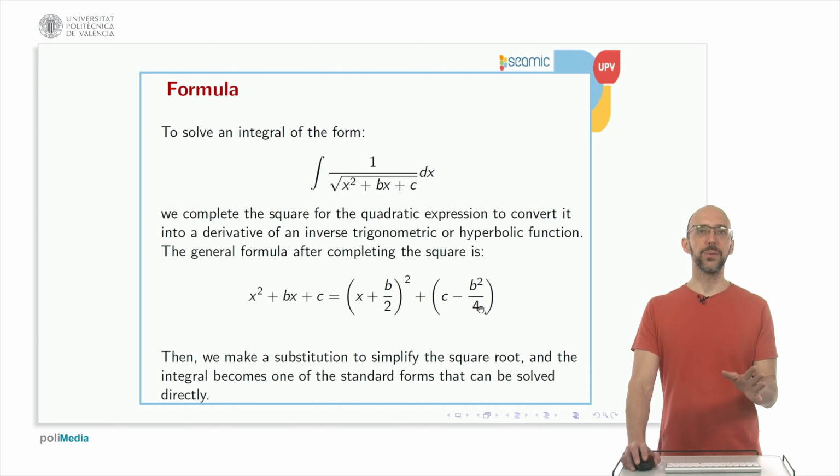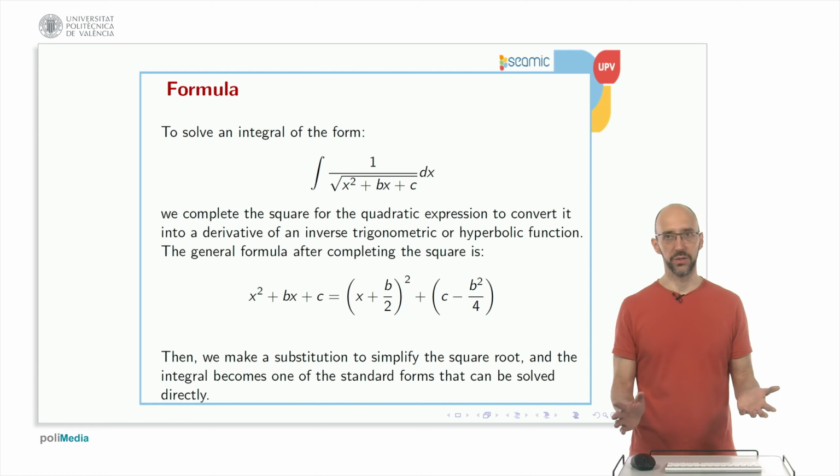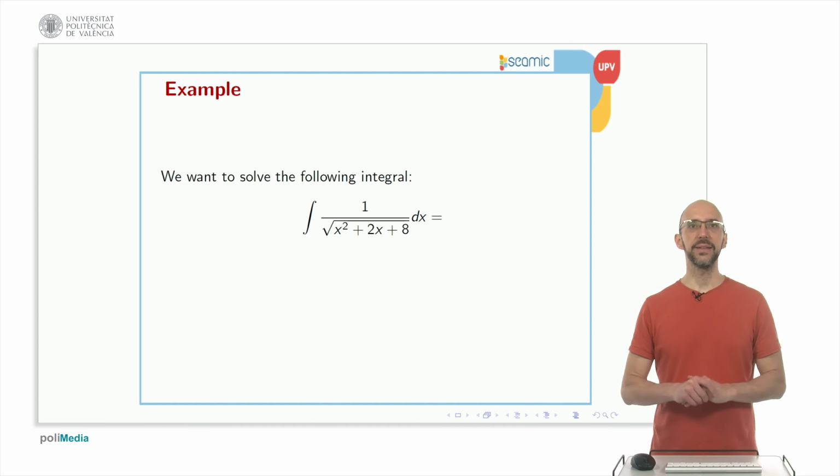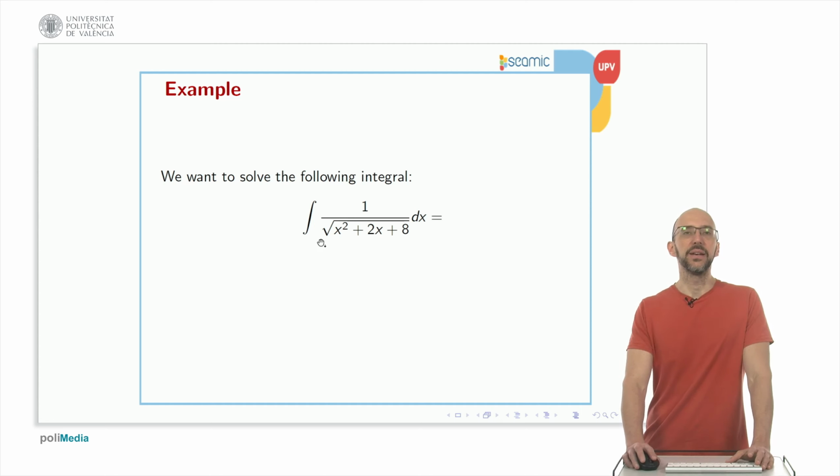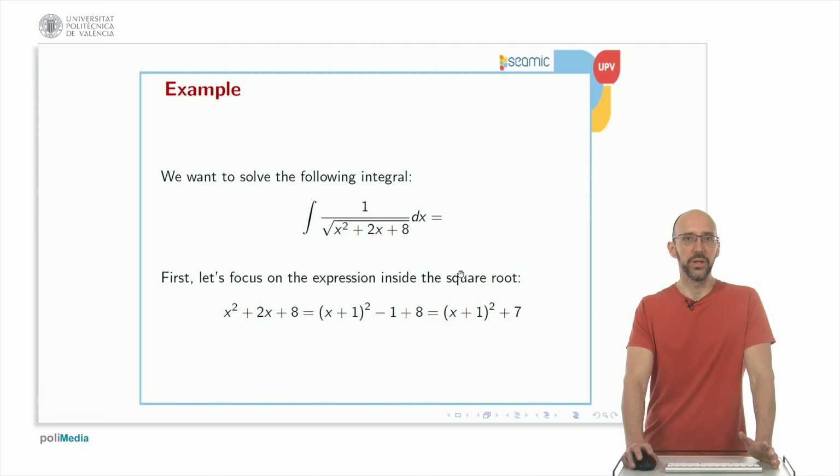Then, with this new expression, the integral can be easily solved using a change of variables, of course. Let's see. This is the example: x squared plus 2x plus 8 in a square root in the denominator. The first thing is we are going to complete the squares here. So x squared plus 2x plus 8 is, look, x plus 1. Why 1?